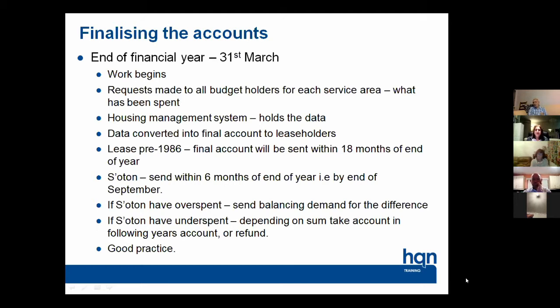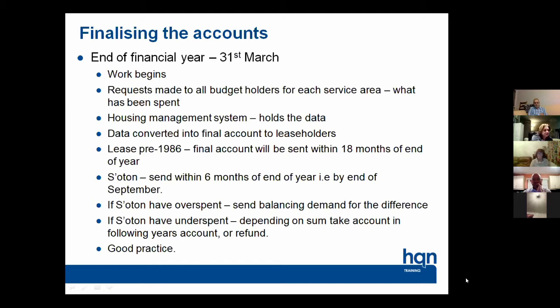Okay, so then it's converted. In the pre-1986 leases, the final account will be sent within 18 months of the year end. Southampton sends within 6 months of the end of the year, i.e. by the end of September. So end of March, end of September, 6 months.